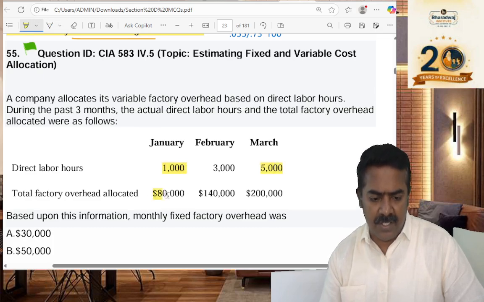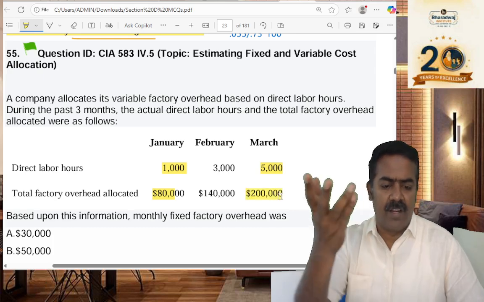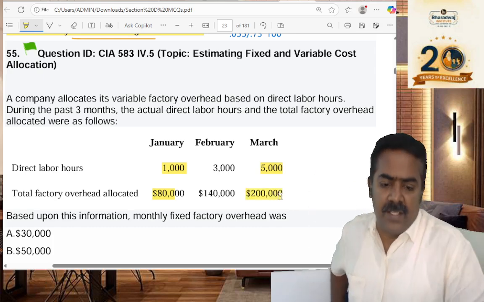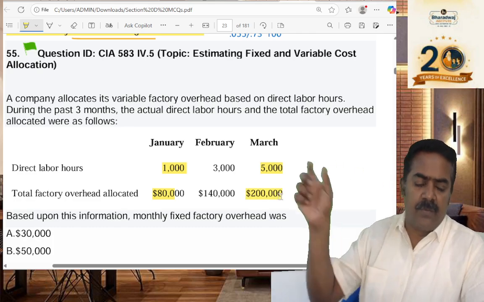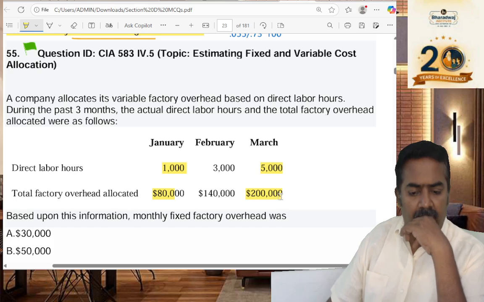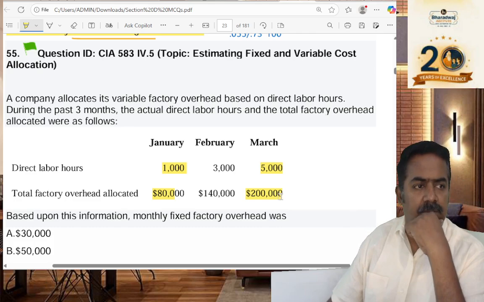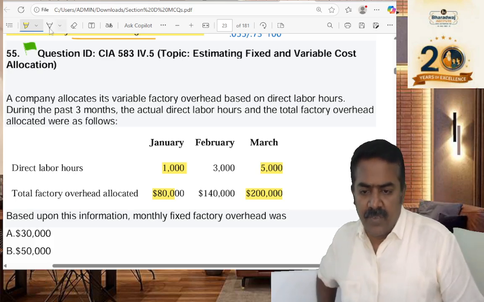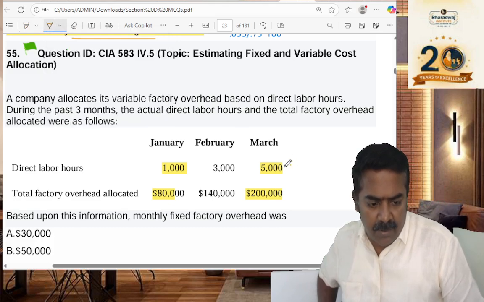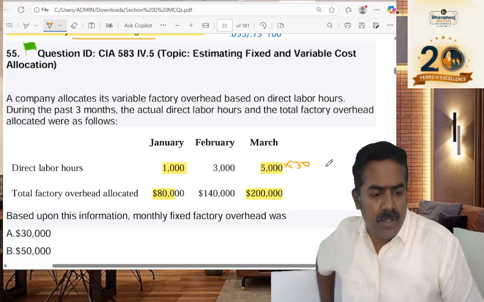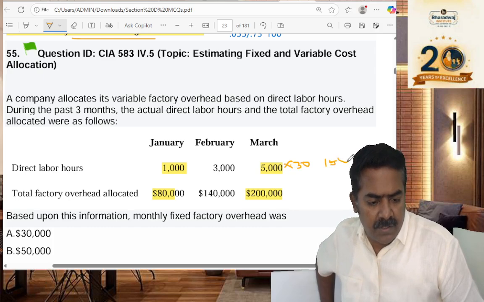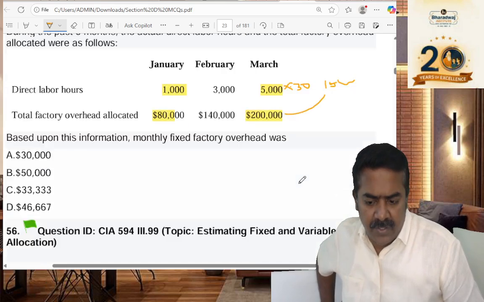Change in cost by change in output will give us the variable portion. On the calculator, 2 lakh minus 80,000, 1 lakh 20,000, divided by the change in output, 4,000. Per unit 30. So 5,000 into 30 will give us the variable portion. What is the variable portion? 1,50,000. But the cost is given as 2 lakhs. Now the difference is what? Fixed cost.